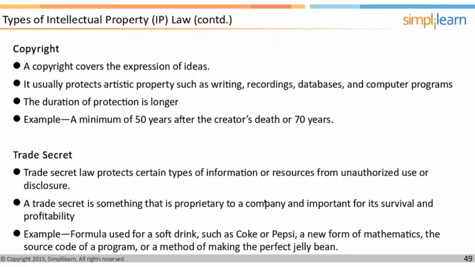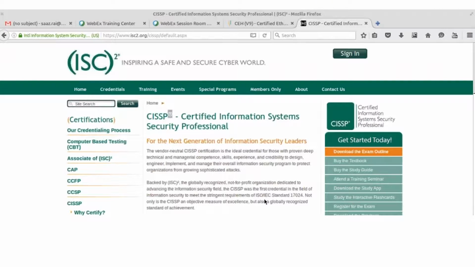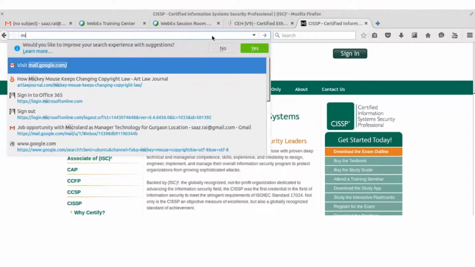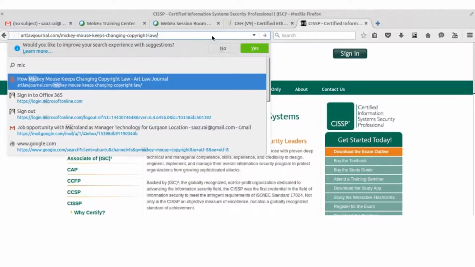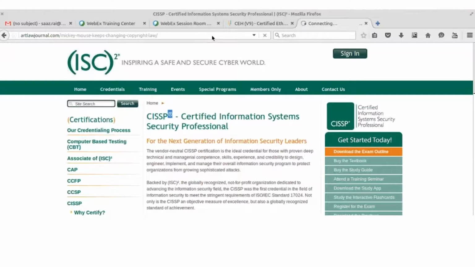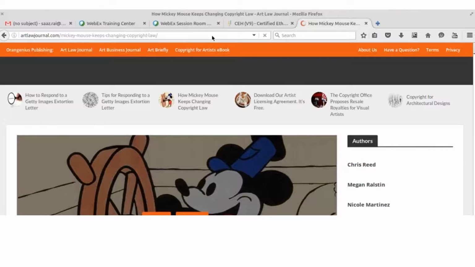And the duration is much longer. Currently it is 50 years after the creator's death, or 70 years. It is very interesting, so I will encourage you to read an article. Let me show you. This article is about Mickey Mouse. It says how Mickey Mouse keeps changing copyright law. I'll just quickly open this.